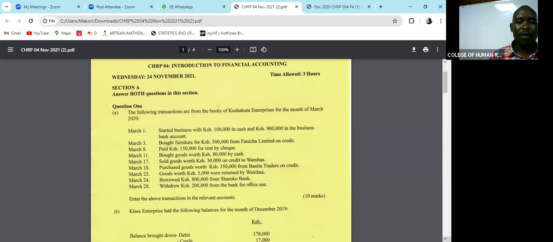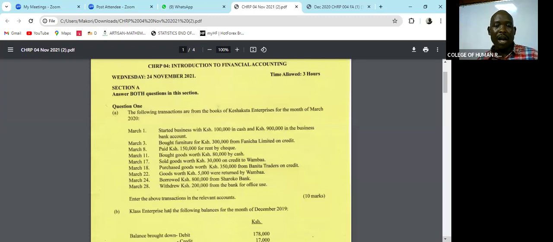Borrowed 800,000 from Chrp Bank. Chrp Bank becomes a liability to us. We credit Chrp Bank, we debit the bank because we have received 800,000. Anytime you get something on credit, the person from whom that item has been received, you credit. Then you debit what has been received. We have received 800,000 in the bank, so we debit the bank.